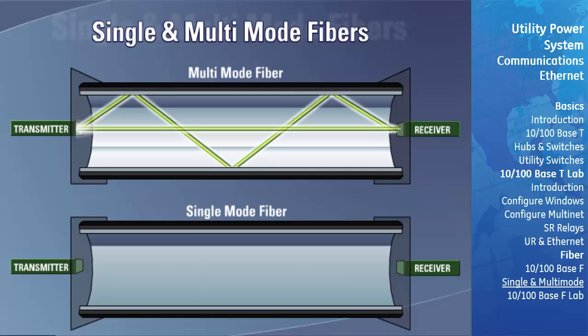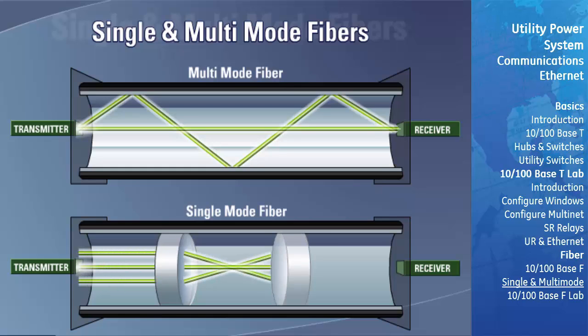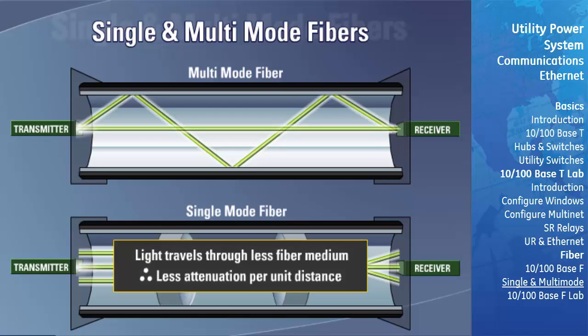Single-mode fiber's construction is such that it acts as an elongated lens that is continuously focusing the light into the center of the fiber. Using these two analogies, it can be imagined that light traveling through a single-mode fiber travels through far less fiber medium, resulting in far less attenuation per unit distance than does the light traveling through a multimode fiber. As a result, for a given wavelength of light, single-mode fiber typically has less attenuation per unit distance than a multimode fiber.